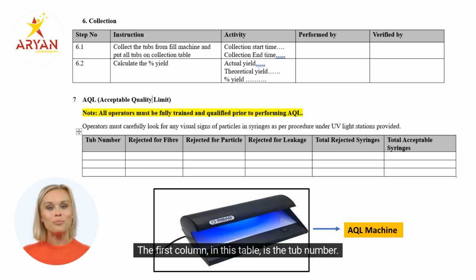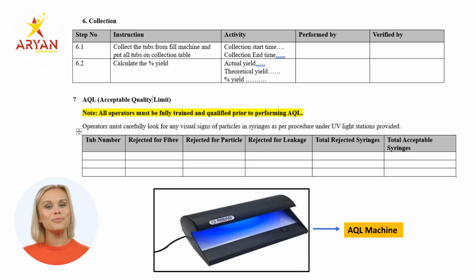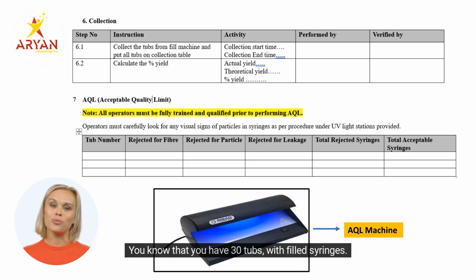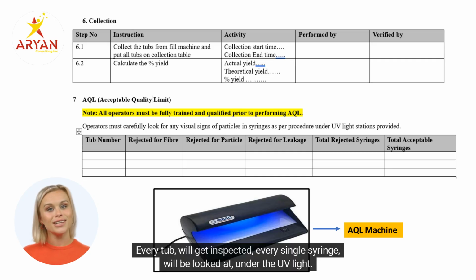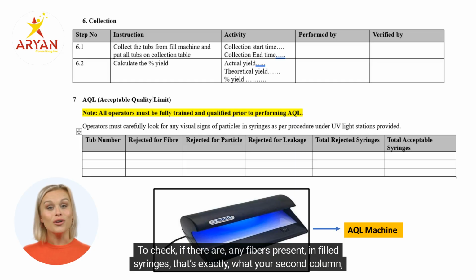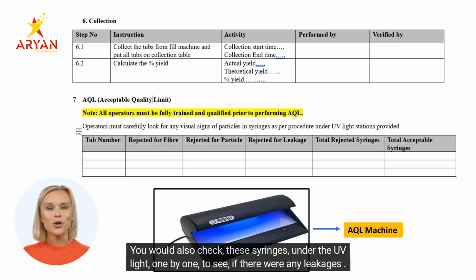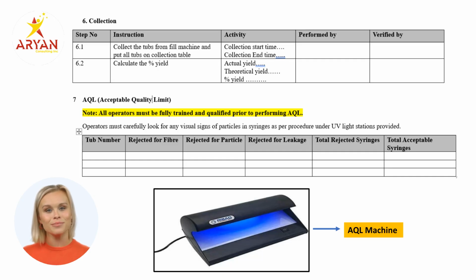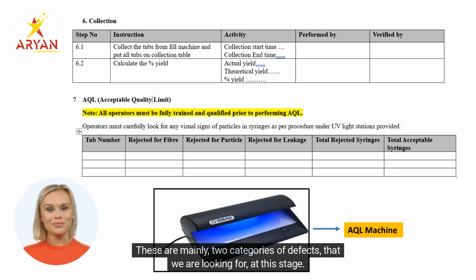The first column in this table is the tub number. You know that you have 30 tubs with filled syringes. Every tub will get inspected. Every single syringe will be looked at under the UV light to check if there are any fibers present in filled syringes. That's exactly what your second column is talking about. You would also check these syringes under the UV light one by one to see if there were any leakages. These are mainly two categories of defects that we are looking for at this stage.